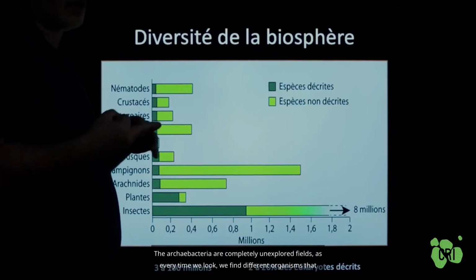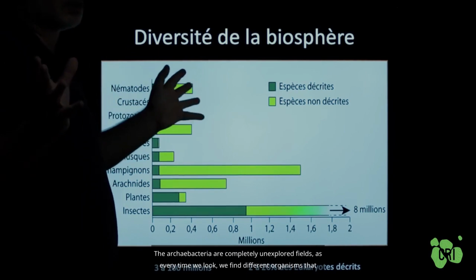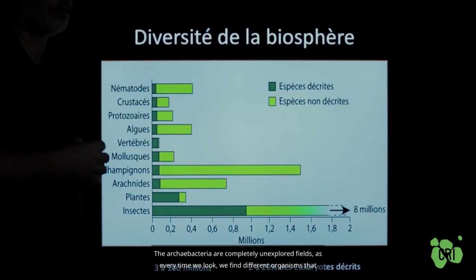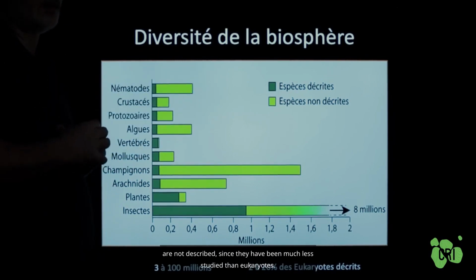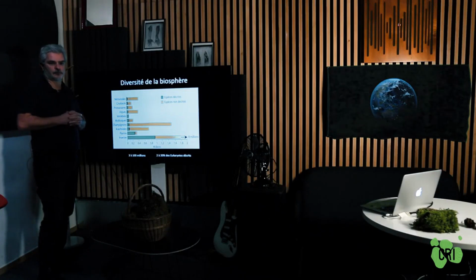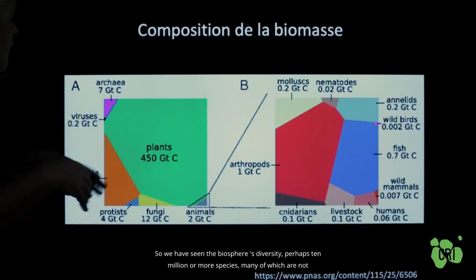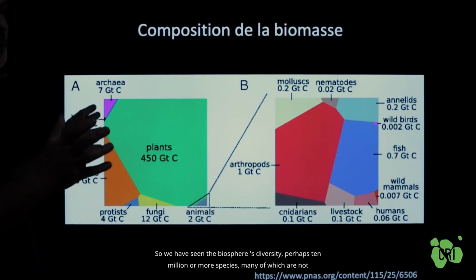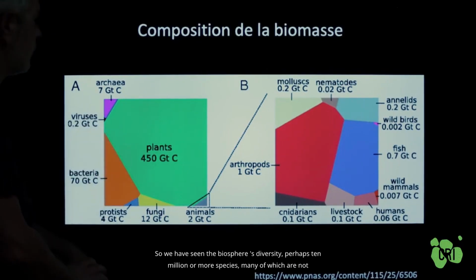The archaebacteria are completely unexplored fields, as every time we look, we find different organisms that are not described, since they have been much less studied than eukaryotes. So we have seen the biosphere's diversity, perhaps 10 million or more species, many of which are not described.